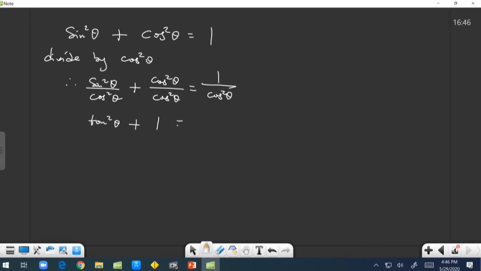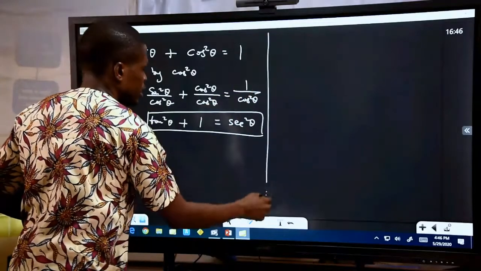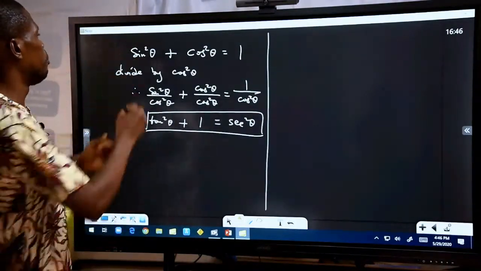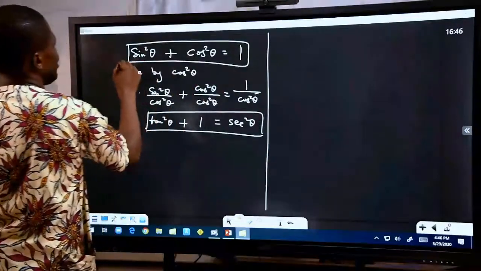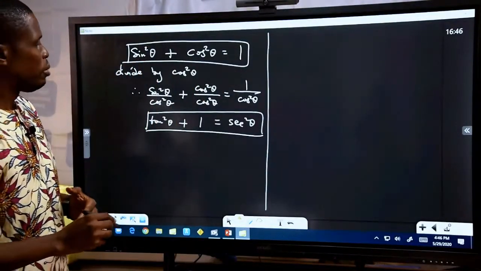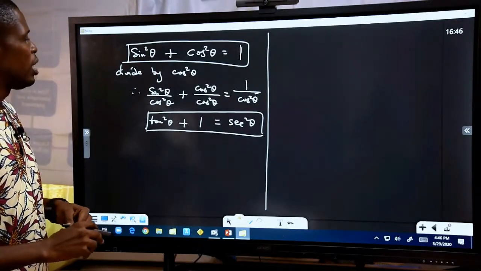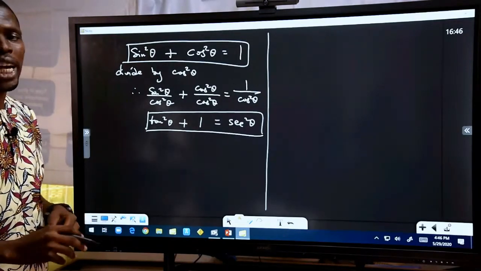This, we cancel this. It is equal to 1 over cos squared theta, which is sec squared theta. So we have another trig identity. That is tan squared theta plus 1 is equal to sec squared theta. So we have been able to prove 2 different identities from the first basic trig identity. From the first one, we got 2 others. So with this, you can solve problems associated with trig identity.